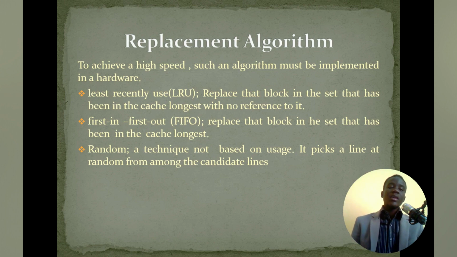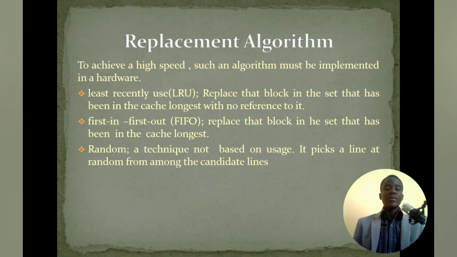So that is where the least recently used comes in. We have the least recently used, LRU, where the CPU replaces the block in the set which has had no reference to it for the longest time, like it has stayed for a long time without the CPU needing it. This makes more sense, because if we don't need it frequently, then it can go out.